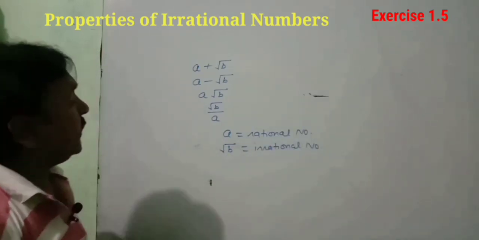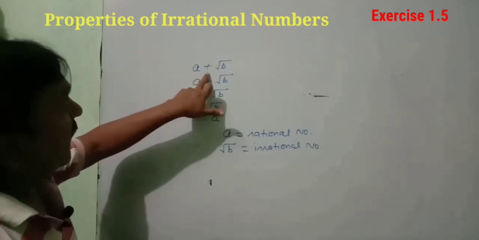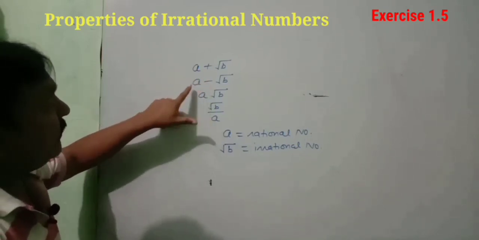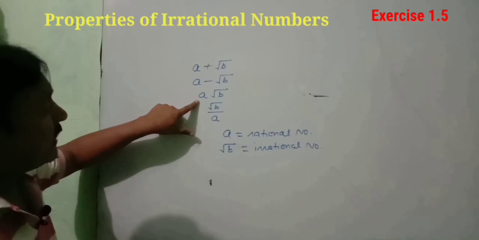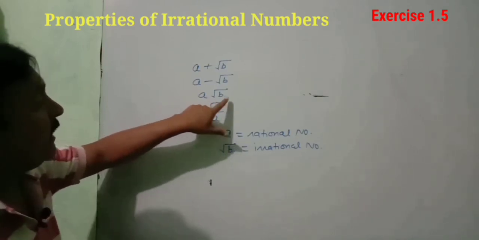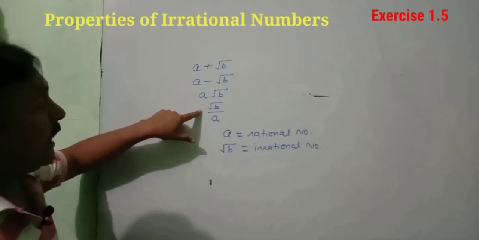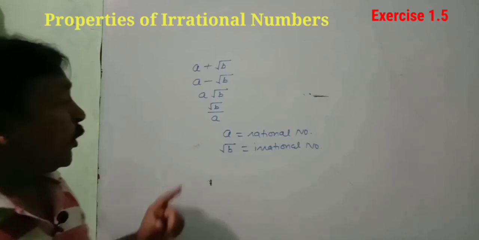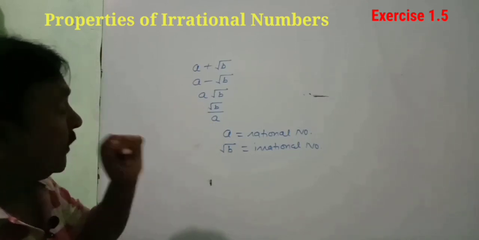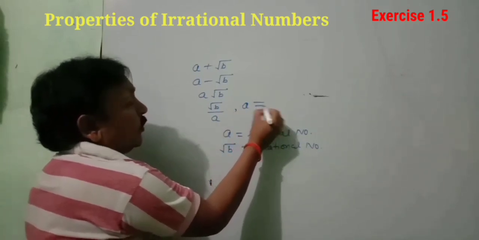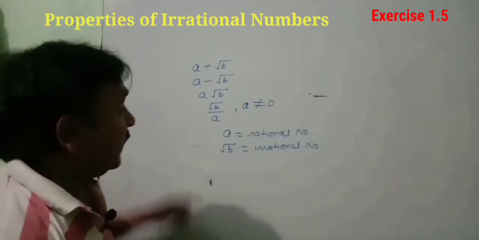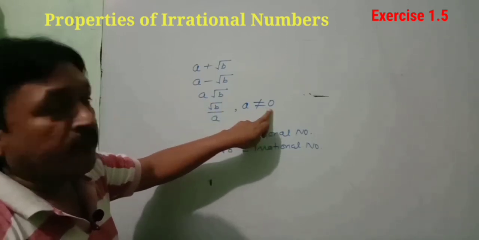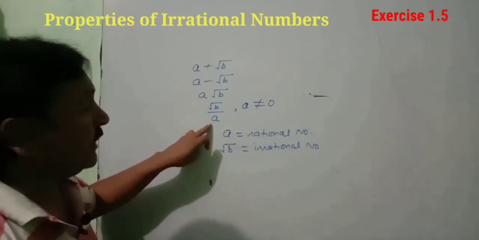So what I have done here is the addition of a rational and an irrational number. In this I have done the subtraction of a rational and an irrational number. In this I have done multiplication of a rational and an irrational number, and in this I have done the division of an irrational number by a rational number. And in the case of division, we must keep in mind that a must not be equal to 0, because if a is equal to 0, it will not be defined. So 0 we will not take; except 0 we can take any rational number.